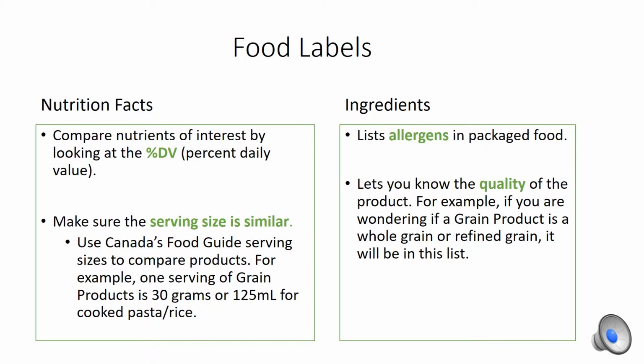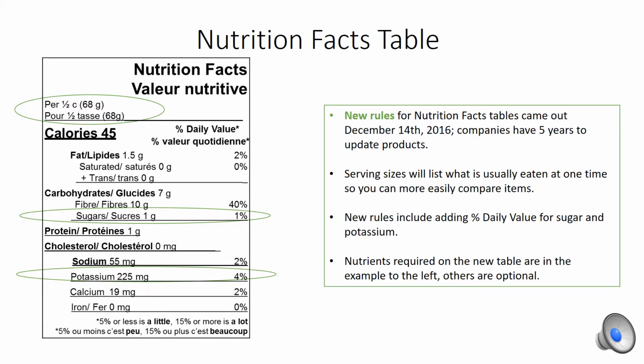The ingredients list lists allergens in packaged food. It lets us know the quality of the product. For example, if you are wondering if a grain product is whole grain or refined grain, it will be in this list. New rules for the nutrition facts tables came out December 14, 2016, but companies have 5 years to update their products. Serving sizes will list what is usually eaten at one time so you can more easily compare items. New rules include adding % daily value for sugar and potassium.